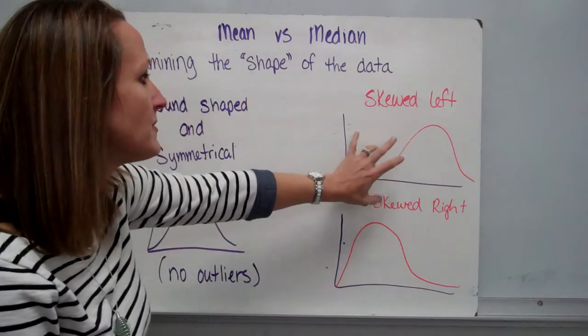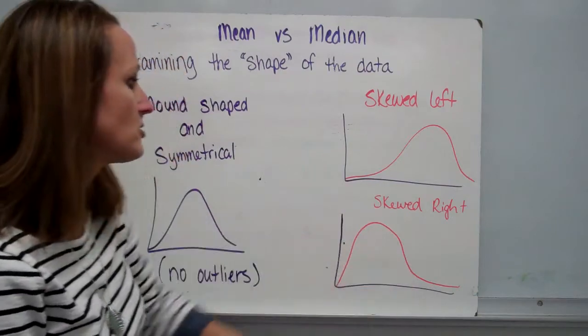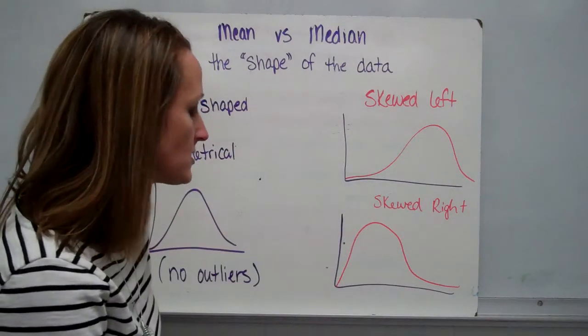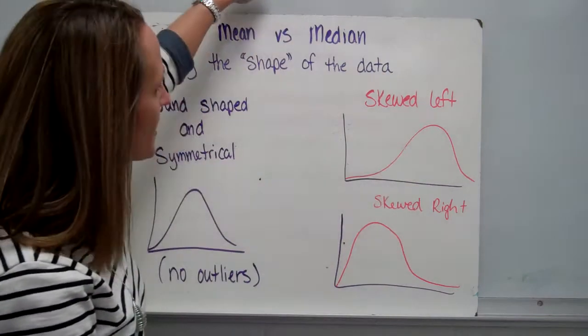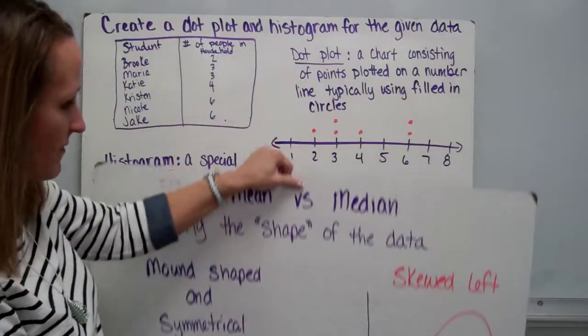So when it's skewed left, it means our outliers were really low numbers. If it's skewed right, it means we had high outliers causing us to skew that way. So the shape of the data changes it.